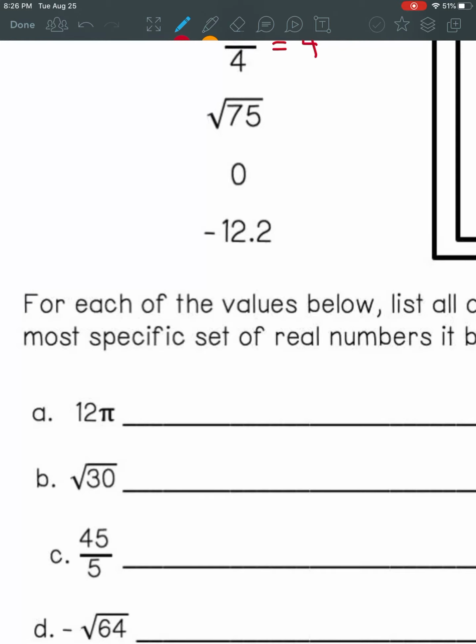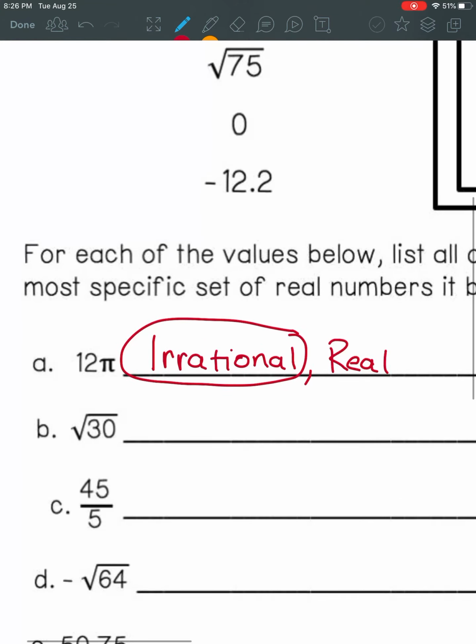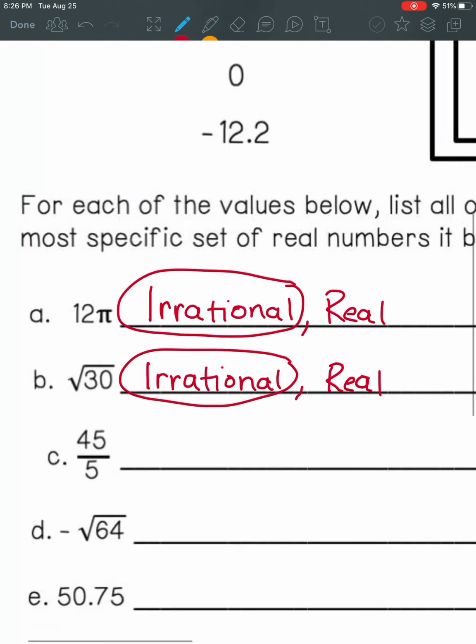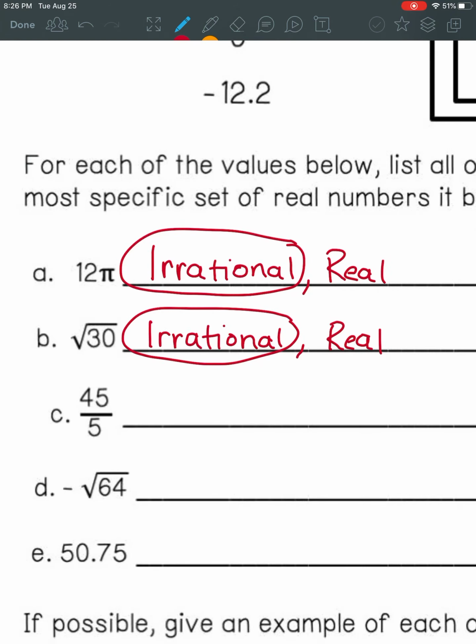Okay, so 12 pi, anything with pi in it, unless it were something like pi over pi. Well, pi divided by pi is going to be 1, so you've got to be careful. But if we're multiplying anything by pi, it's still going to turn out to a big, long decimal that doesn't repeat. So 12 pi is an irrational number, and then it also fits in the big overall box of real. Now, the most specific would be irrational, okay? Square root of 30 does not come out to a whole number. It's a non-perfect square root, so it is irrational as well and also fits the real category. The most specific would be irrational.